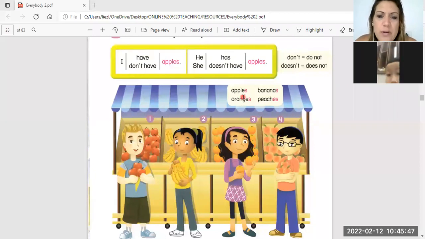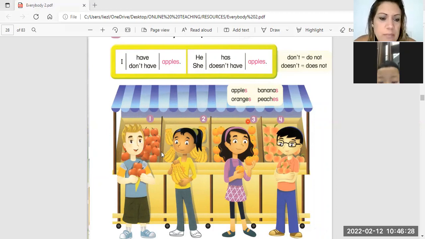Let's read the words. Apples. Apple. Apples. No, you have to say the S. Apples. Good. Bananas. Good. Oranges. Good. Peaches. Good.